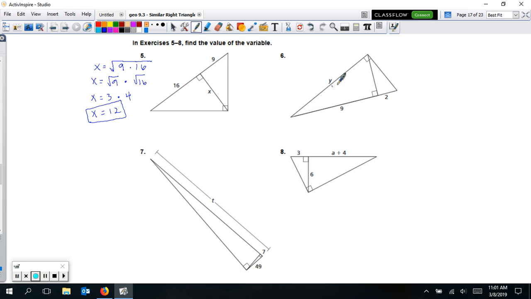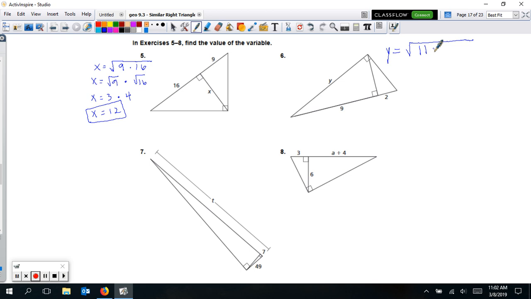Come over to number 6. We're looking at y right here. Now you can see y is not an altitude. It's going to be a leg, one of the legs on this side. So y is equal to the square root of the entire hypotenuse. The altitude is always connecting to the hypotenuse of this big triangle. So that would be the 9 plus the 2. We have to add those two up. 9 plus 2 is 11.